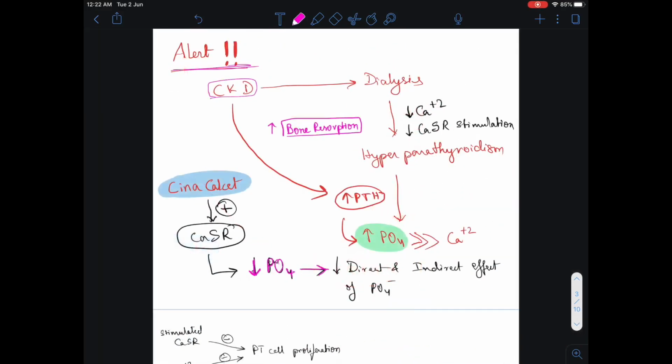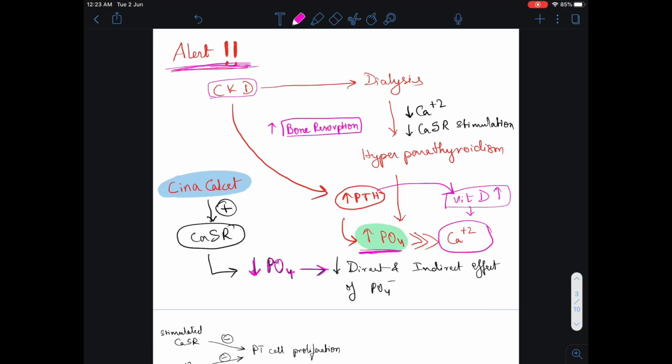And here I have kept this as a very important alert, because in chronic kidney disease, a patient who's on dialysis will have decreased serum calcium and calcium sensing receptor stimulation. Okay, this leads to hyperparathyroidism, but here it leads to increased phosphate but not calcium, because this PTH will act through tubules, vitamin D synthesis, and then absorption of calcium. But here there is kidney disease and vitamin D synthesis is impaired, so there is an increase in phosphate. Okay, because of the bone resorption.